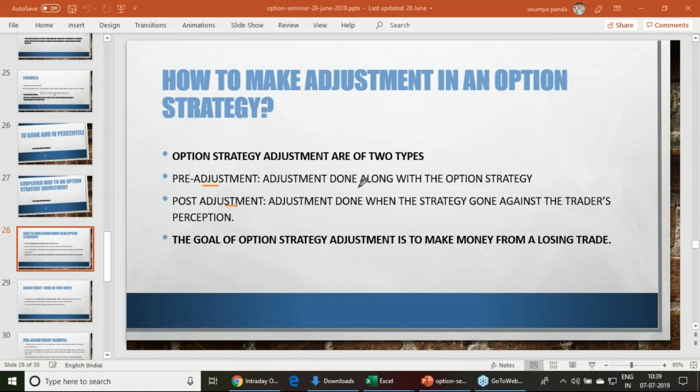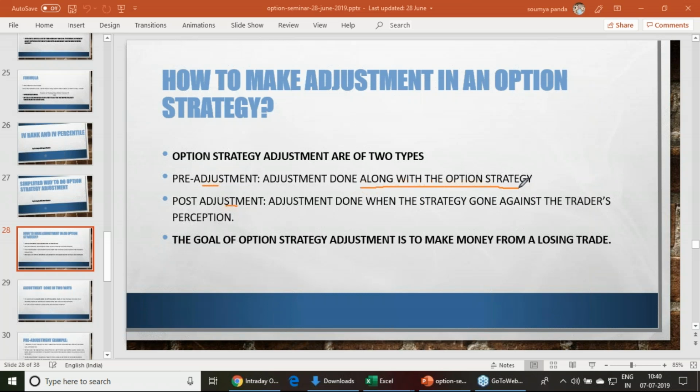Pre-adjustment means adjustment done along with the option strategy. When you form an option strategy, at that time itself you do the adjustment. So that is known as pre-adjustment. Before, with the original option strategy, you form an adjustment. Post-adjustment means when your strategy has gone wrong, gone against your view, at that time you form an adjustment.